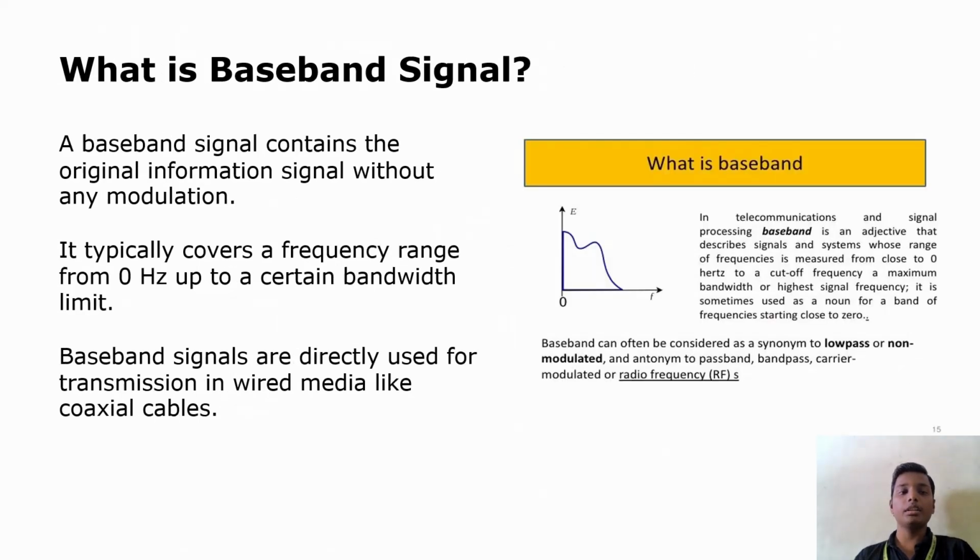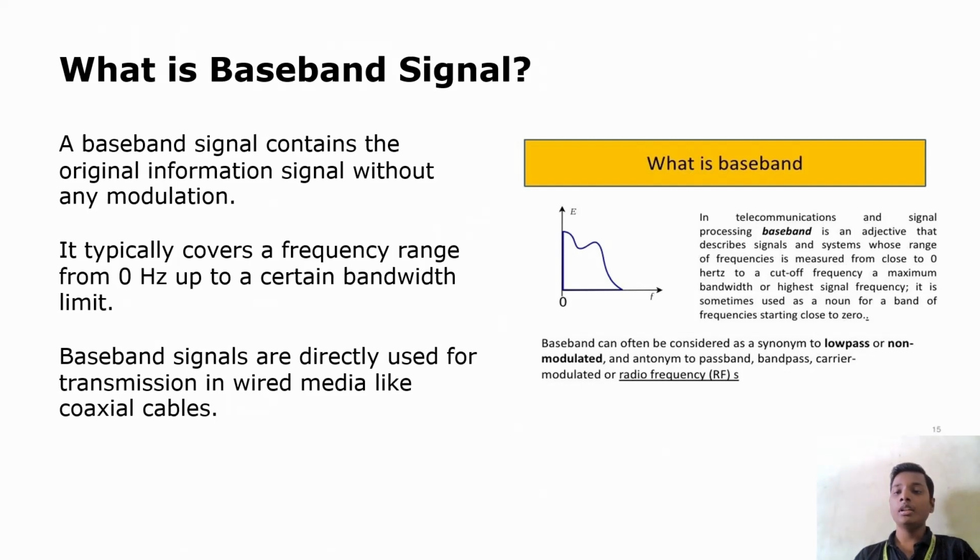What is a baseband signal? A baseband signal contains the original information signal without any modulation. It typically covers a frequency range from 0 Hz up to a certain bandwidth limit. Baseband signals are directly used for transmission in wired media like coaxial cables.